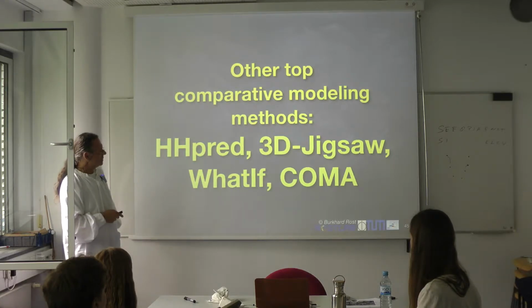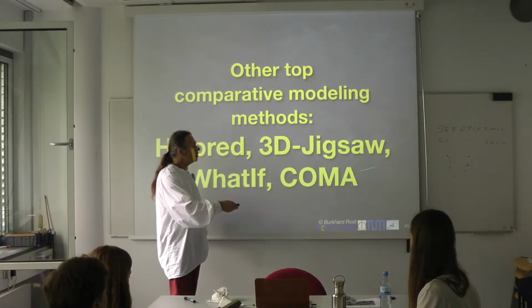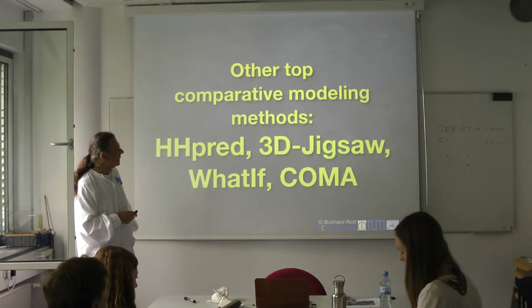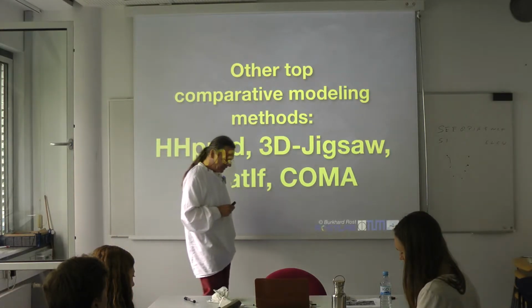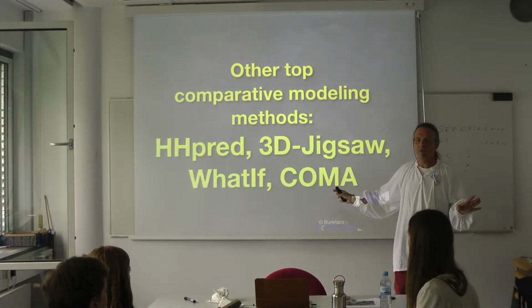HH-Pret goes back to HH-Blitz. What if is a whole suite to do interactive modeling. 3D Jigsaw is something that is mostly automated. Coma is something that is very good on improving the alignment. There is a modeling suite underneath. I'm not going to go through all of these.